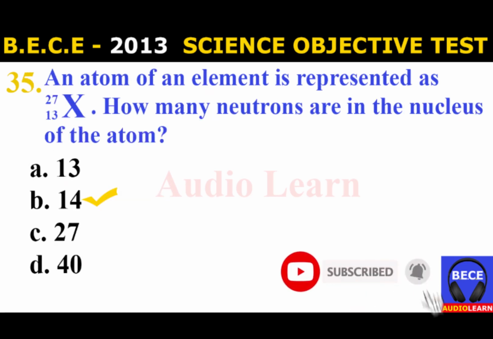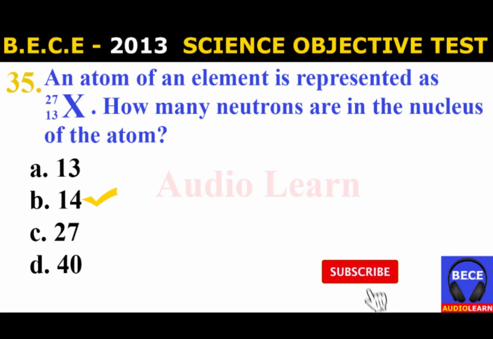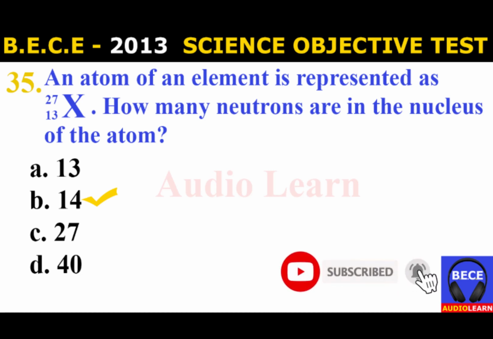Number 35. An atom of an element is represented as 27 and 13 element X. How many neutrons are in the nucleus of the atom? And the possible answers are A. 13, B. 14, C. 27, D. 40, and the answer is B. 14. An atom of an element is represented as 27 and 13 element X. How many neutrons are in the nucleus of the atom? And the answer is 14.